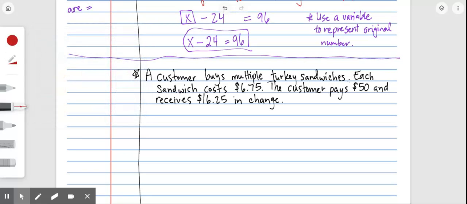So the story problem is: a customer buys multiple turkey sandwiches. Each sandwich costs $6.75. The customer pays $50 and receives $16.25 in change. So the question is, write an equation to represent this problem.